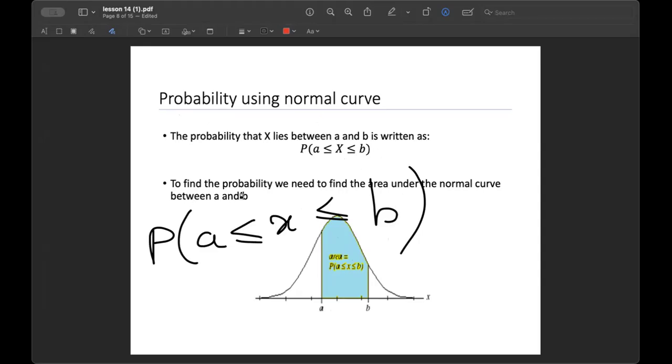To find the probability, we need to find the area under the normal curve between a and b. What is the calculation? If it's a given function, you have to integrate it. If not, somehow we have to find the area under this given curve. That area is equal to the relevant probability. That's what they have mentioned here.